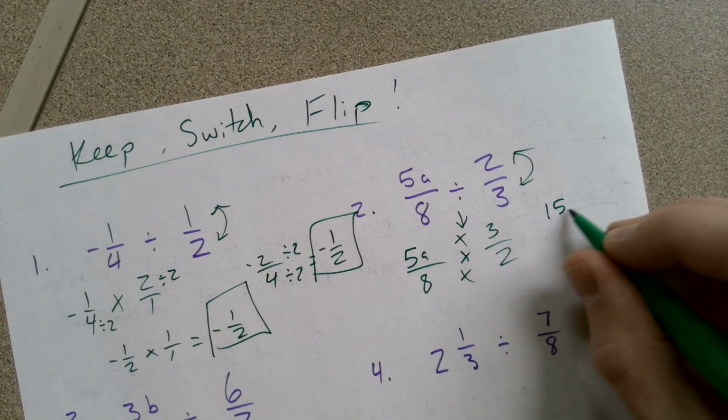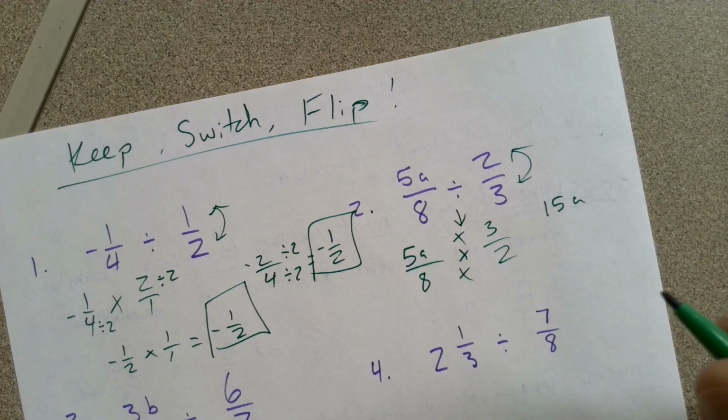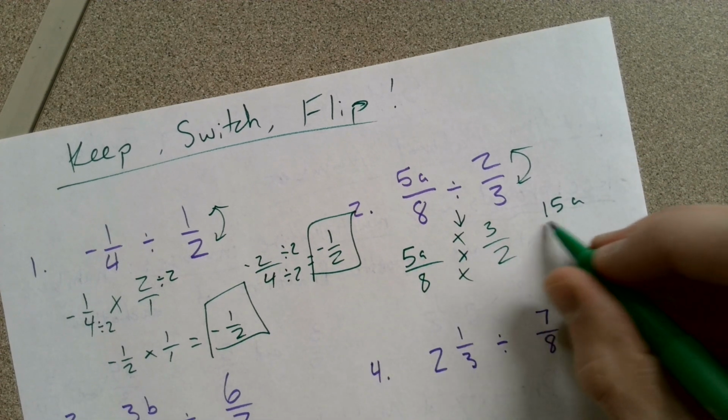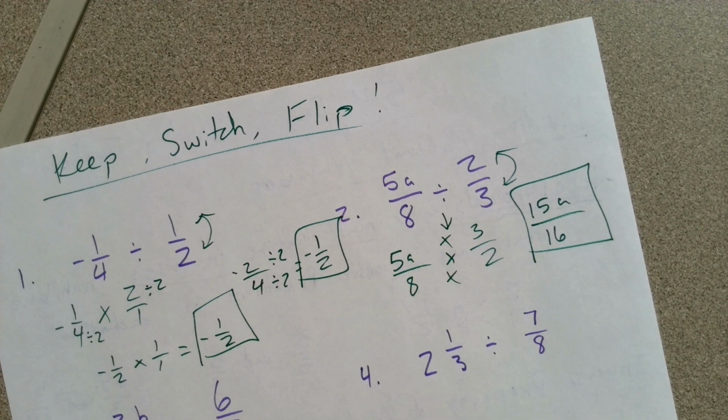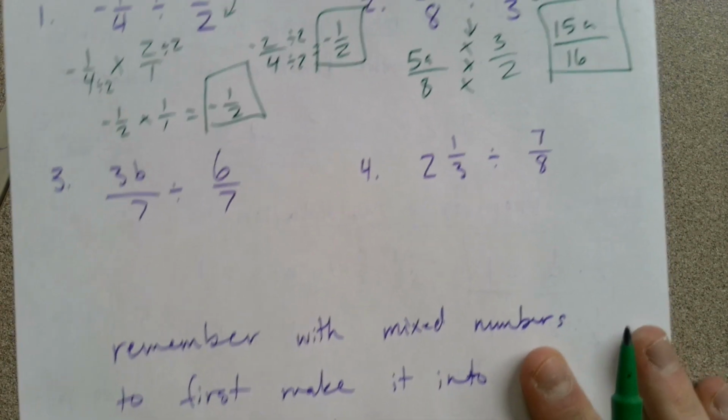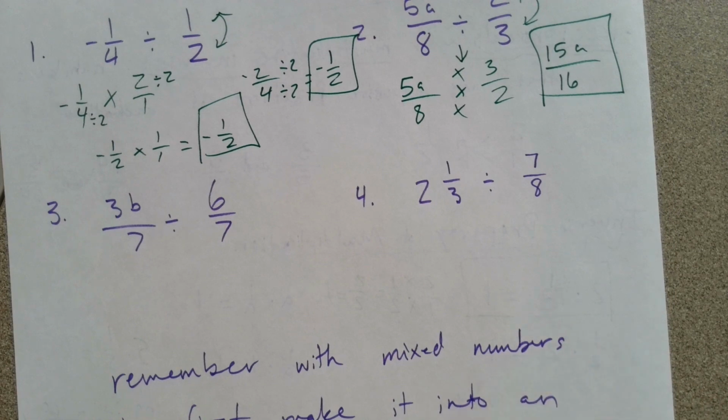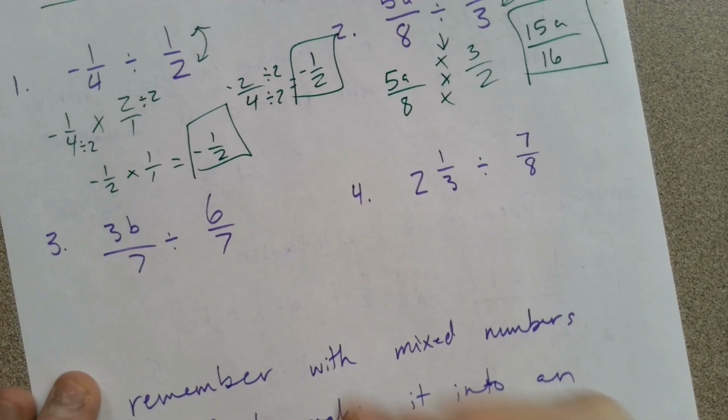We're going to have 15a, 3 times 5 is 15. On bottom, we'll have 16. And that is your simplest form. Keep, switch, flip. I can't say that enough today. 3, let's do it again.